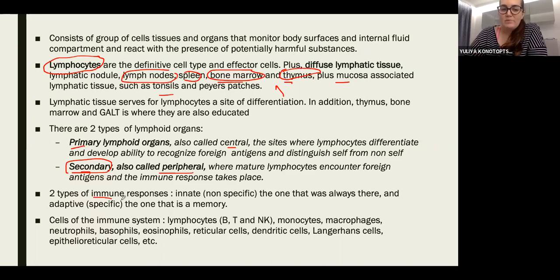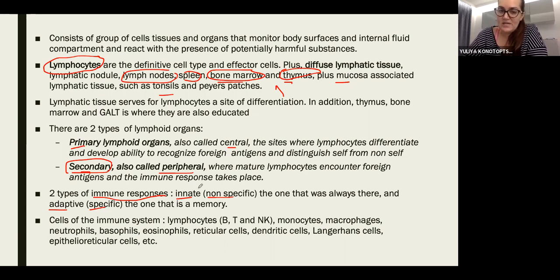We have two types of immune responses. For example, your immune system has encountered a certain bacteria or virus or a pathogen of some sort. There are two ways to respond to that. One of them is called innate, and another is called adaptive. Innate is also known as non-specific, adaptive is known as specific.